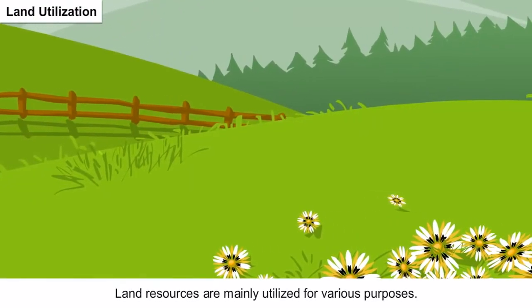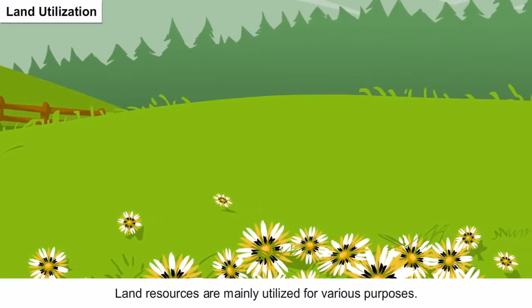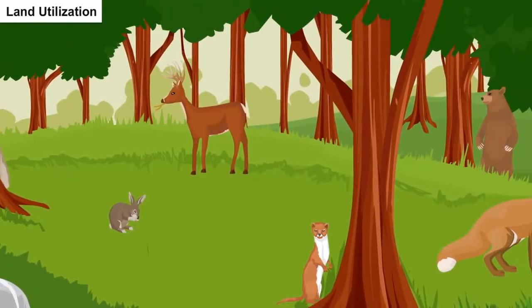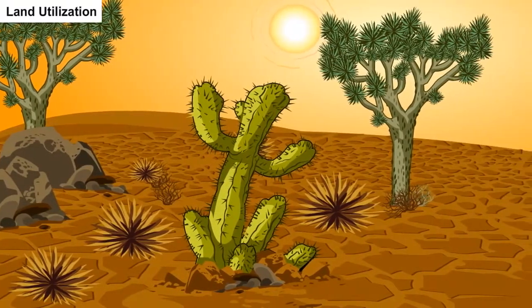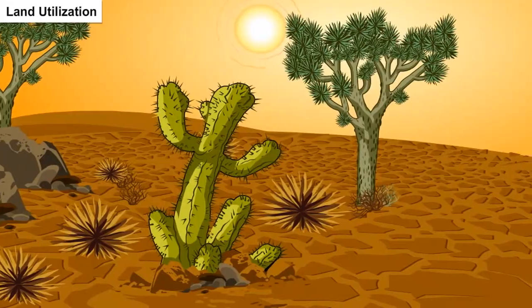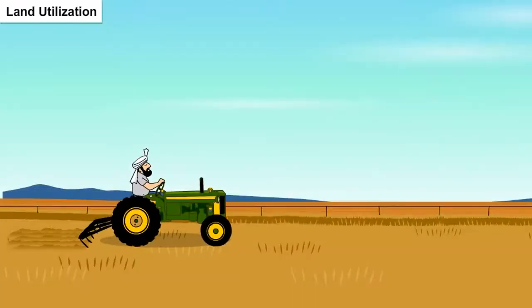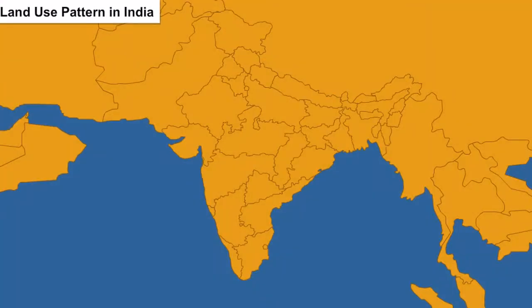Land utilization. Land resources are mainly utilized for the following purposes. 1. Forests. 2. Land on which cultivation is not possible. 3. Other uncultivated lands. And 4. Fallow lands. Land use pattern in India.